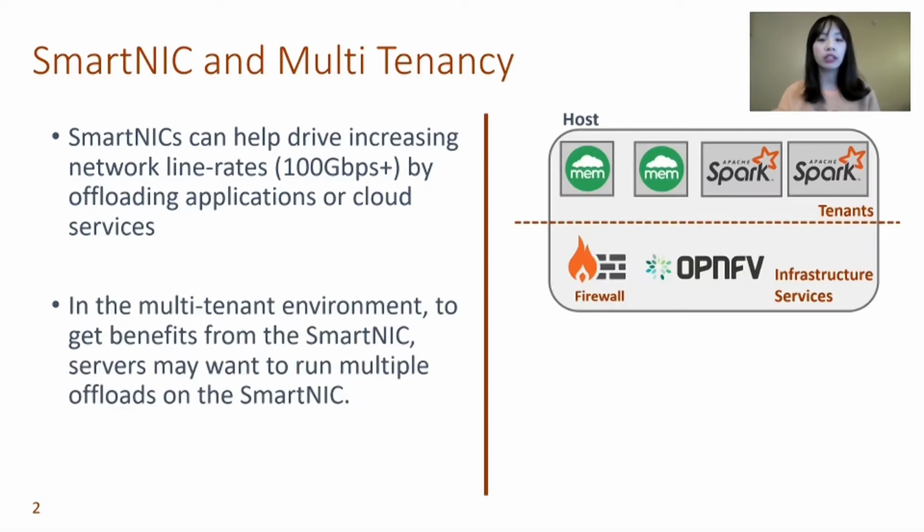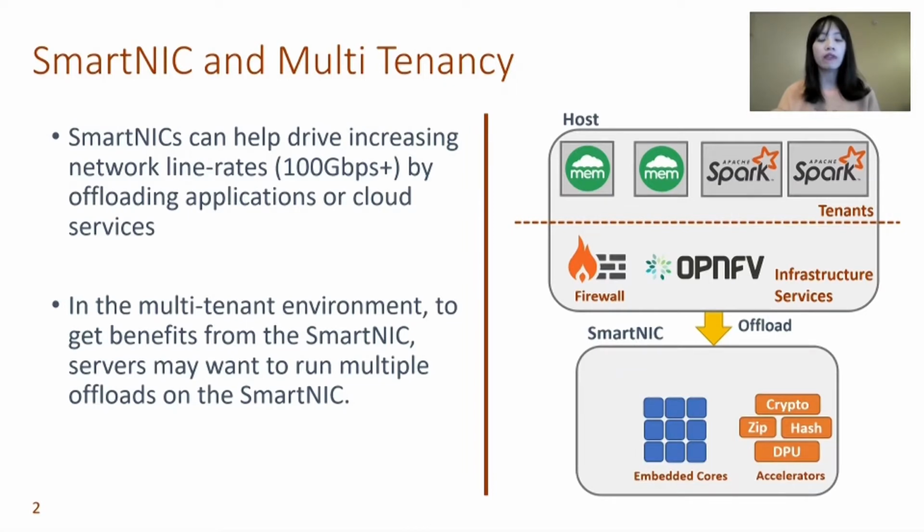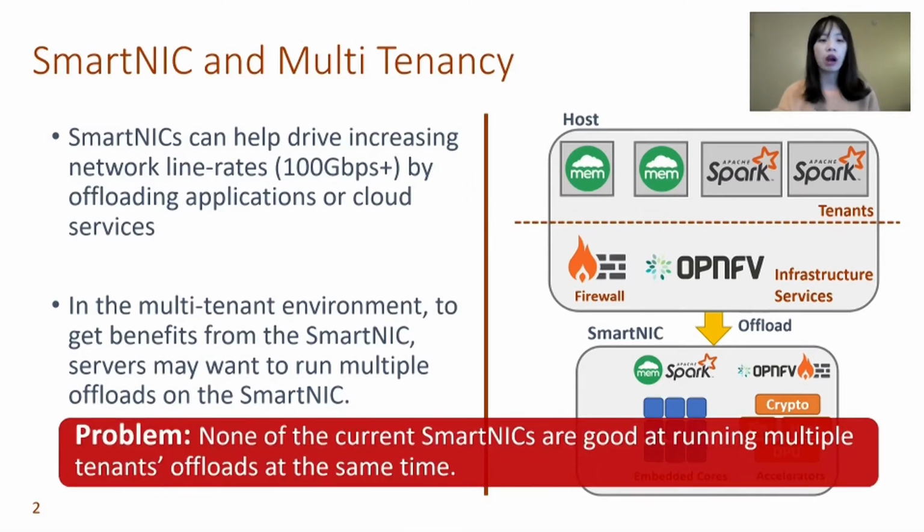So in today's multi-tenant environment, one machine can be shared among multiple tenants. Thus, a single server may want to have multiple offloads running on the NIC at the same time. For example, in the SmartNIC, we may have infrastructure services like network functions and firewall running on the accelerator. And we also have Memcached application and Spark running on the embedded cores. However, the problem is none of the current SmartNICs are good at running multiple tenants' offloads at the same time, and they cannot satisfy the multi-tenant requirements.